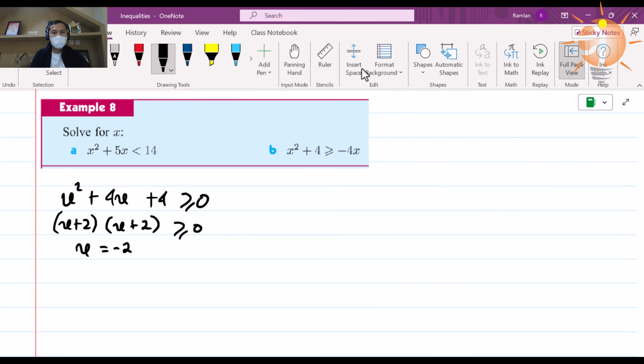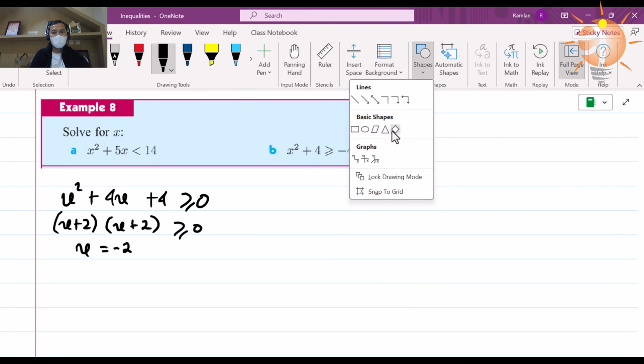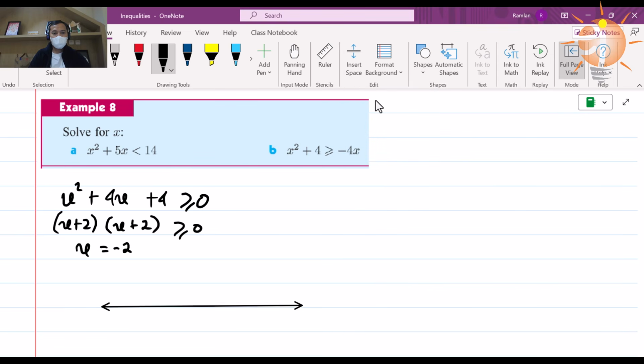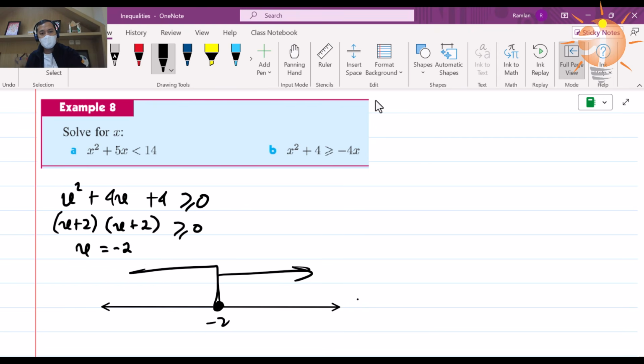To do the same thing, we're going to do the fast way. We're going to just draw the number line and put negative 2 there. You see that we have it shaded, which means negative 2 is included. Now the question is, should I go right, should I go left, or should I go both ways, or maybe no way? We don't know that yet.